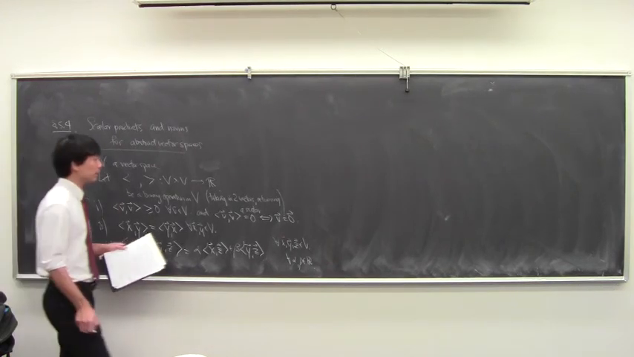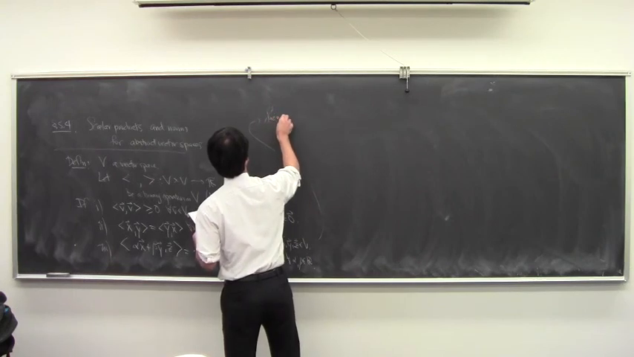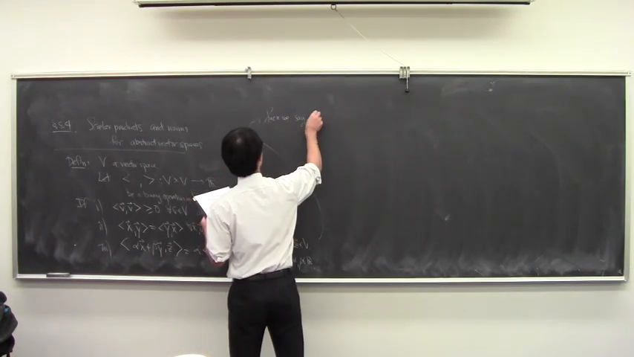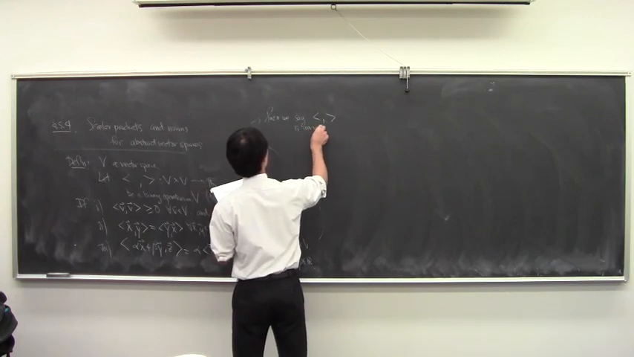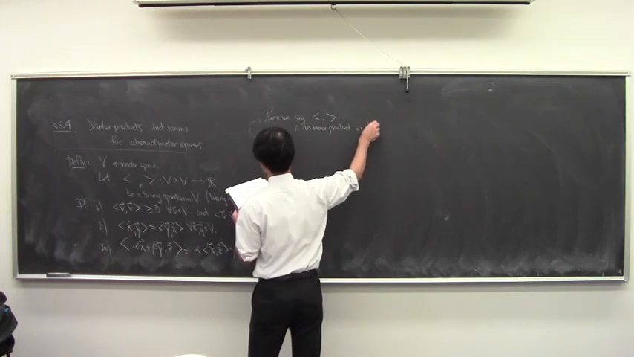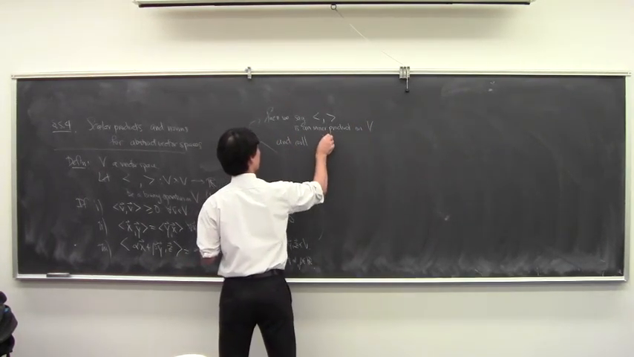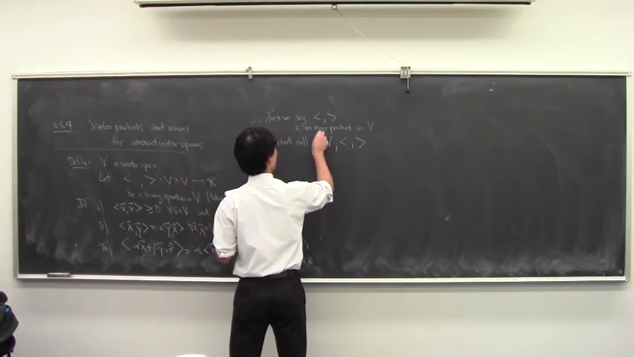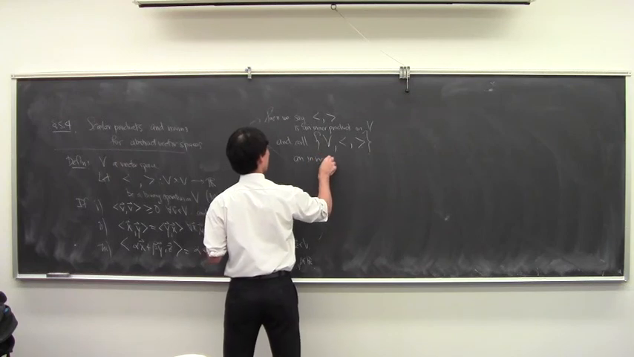Okay. So if those things happen, then we say this bracket is an inner product on V, and we call V with this bracket operation an inner product space.